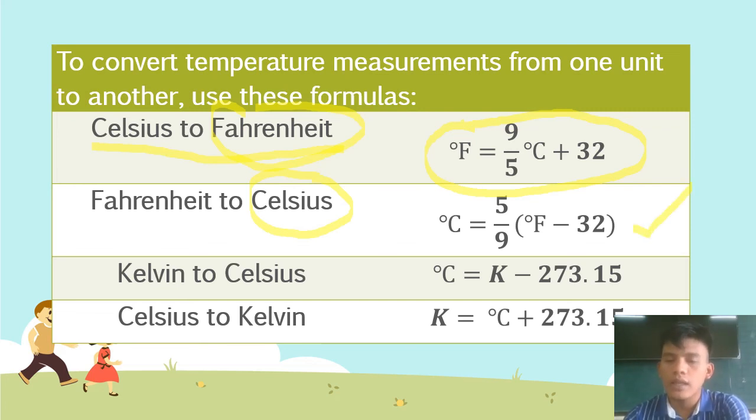Kelvin to Celsius. Our desired unit is Celsius. Degrees Celsius is equal to Kelvin minus 273.15. Celsius to Kelvin. Kelvin is our desired unit, so we need to find out how many Kelvin are in Celsius. Kelvin is equal to degrees Celsius plus 273.15. Please don't forget the formulas so that you can convert temperature measurements from one unit to another.